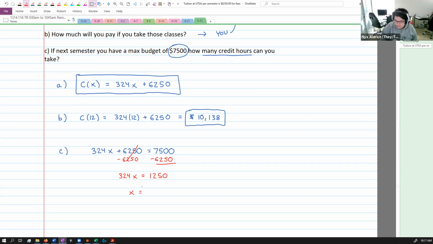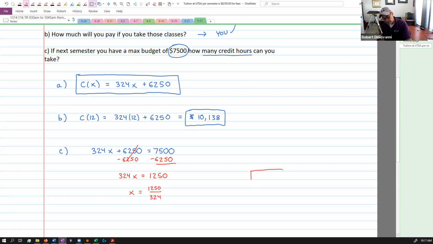I didn't do it on a calculator, so I just got 3 with a remainder of 276. Okay, so you do 1250 divided by 324, which I think you probably did the old school way, like long division like this. Okay, which is fine. I'm just going to do it on my calculator, and this is going to be approximately 3.85 or 86, let's say.